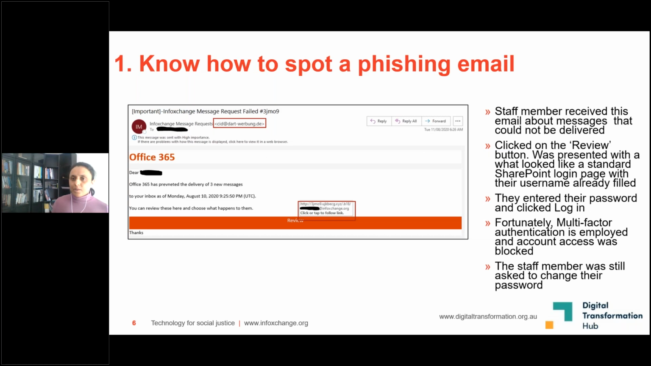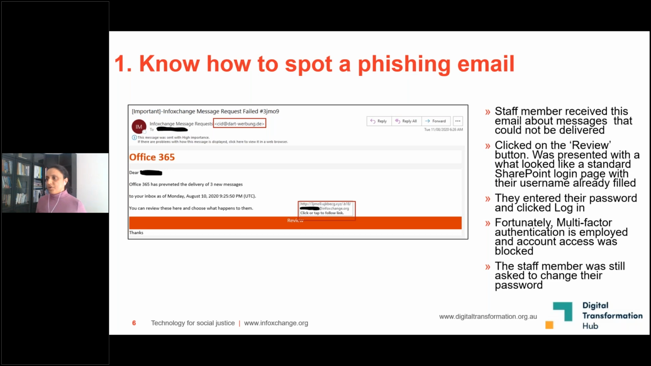Okay, let's get into the top 5 things you must know to keep your organization's data safe. The first one here is know how to spot a phishing email. Phishing emails are sent with the aim of tricking the recipient into clicking on links or giving up their personal information. And if you look at the example on this slide, there's a staff member who received this email about messages that could not be delivered by Office 365 into their mailbox.